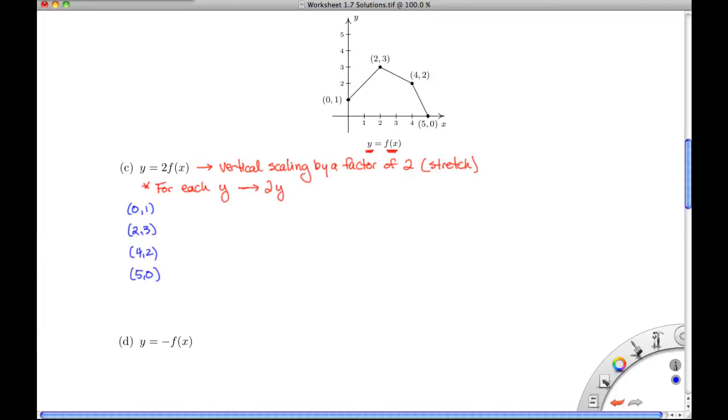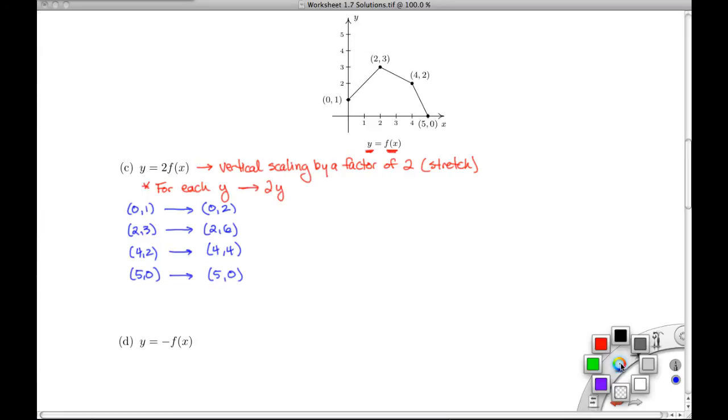And if we take each of the y-coordinates and multiply them by a factor of 2, that's going to give us 0, 2, 2, 6, 4, 4, and multiplying 0 by a factor of 2 will give us 0. So notice that that point on the x-axis is actually unaffected by the vertical stretch. But the farther away we get from the x-axis, the more drastic that the stretch seems to be. That's the nature of the scaling.